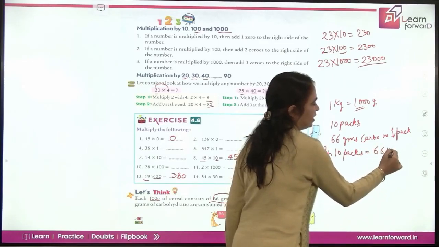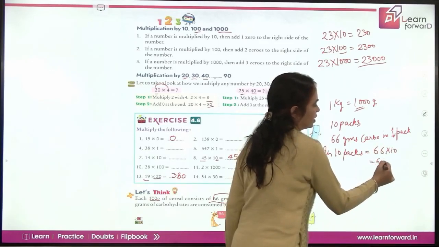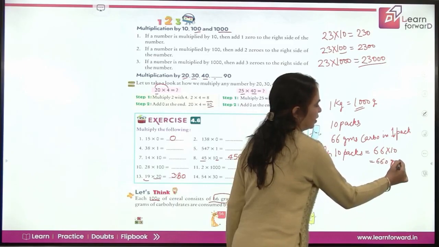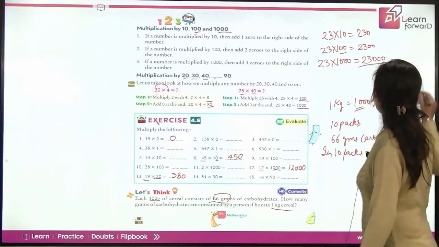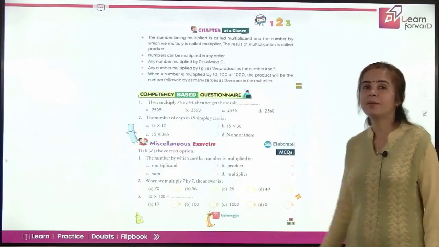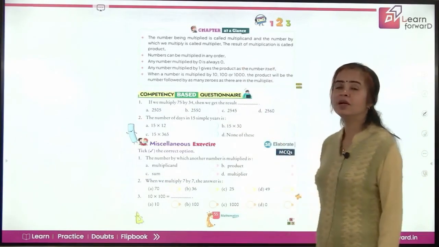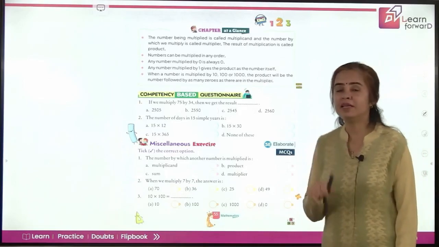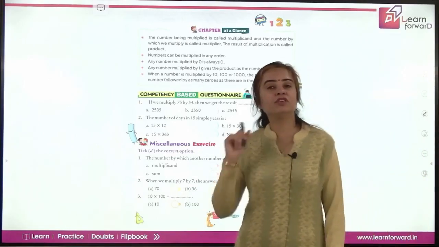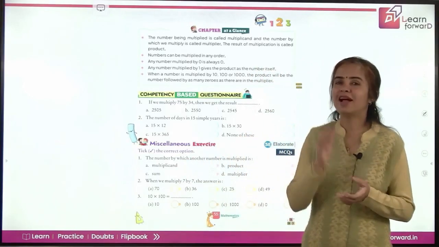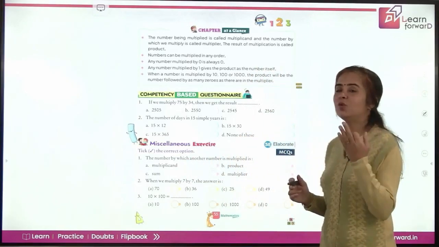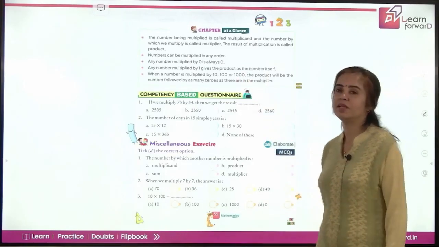66 times 10, which is equal to 660 grams. Fine. Now, moving ahead, we have chapter at a glance. The number being multiplied is called the multiplicand, and the number by which you multiply is called the multiplier. What is the answer called? That is the product. So these are the three new terms we have learnt about multiplication today.